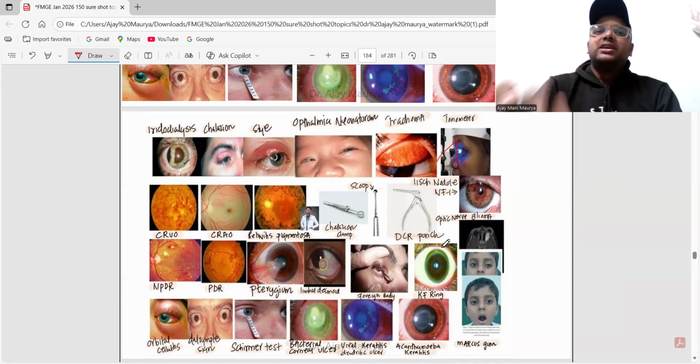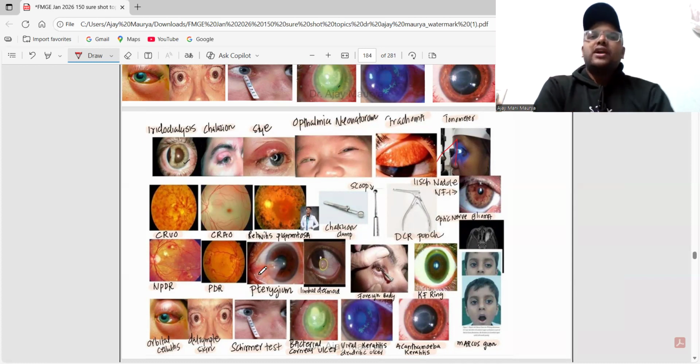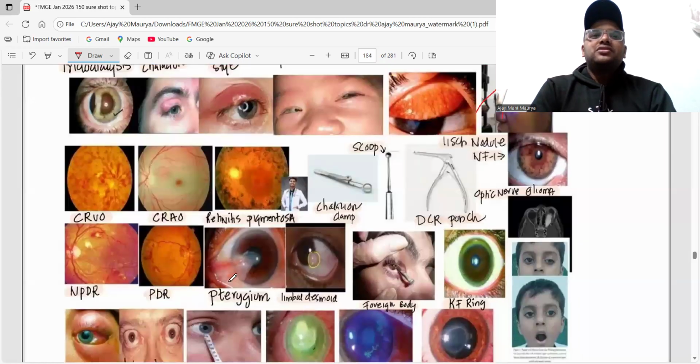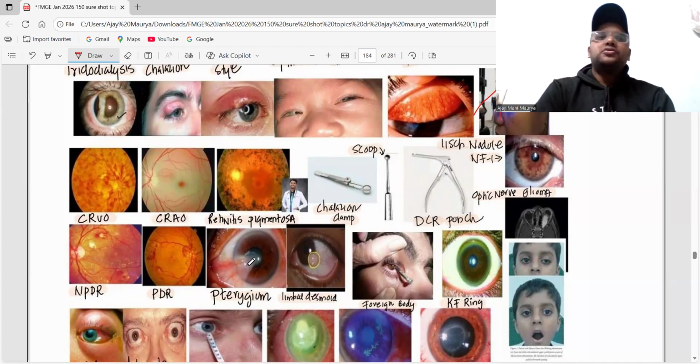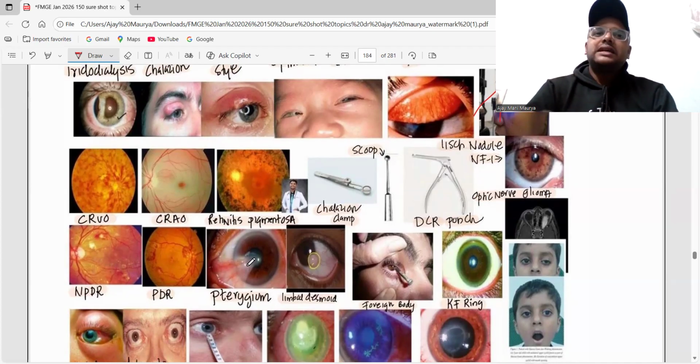Mark one: this is pterygium. Pterygium involves the conjunctiva and the cornea; the conjunctiva sits on the cornea. The most common refractive effect is astigmatism. How do we treat it? You have to do excision and a conjunctival graft.